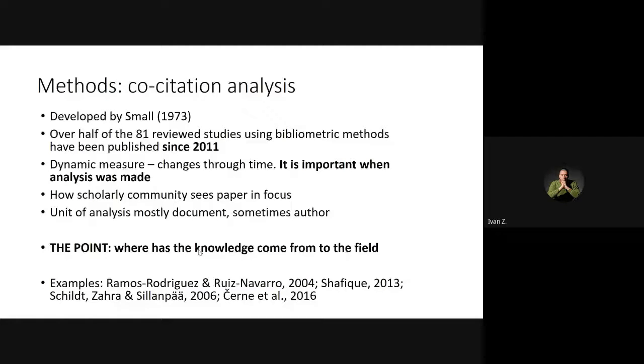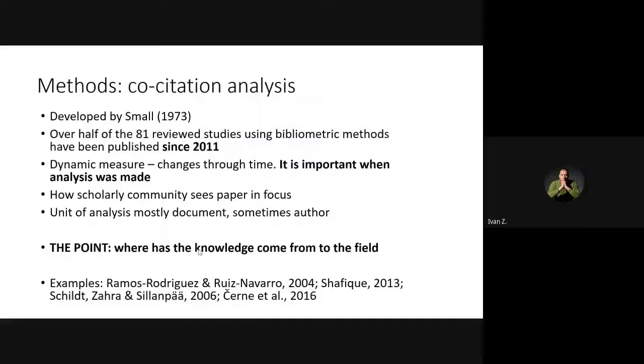The thing to think about with co-citation is that it changes through time. Co-citation counts how many articles were cited together. But if we do the analysis today and try to connect one article with another, it will be different than if we do it in 5 years, because in the meantime more articles will appear, and they will cite both works or not, and this citation will change. So it is important when we do the analysis.